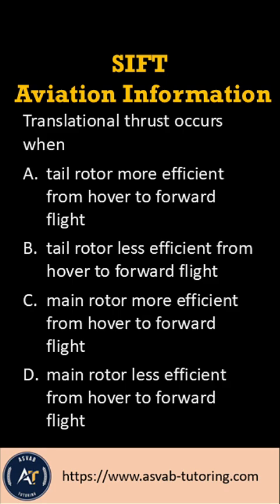Translational thrust occurs when A. Tail rotor more efficient from hover to forward flight. B. Tail rotor less efficient from hover to forward flight. C. Main rotor more efficient from hover to forward flight. D. Main rotor less efficient from hover to forward flight. The correct answer is A.